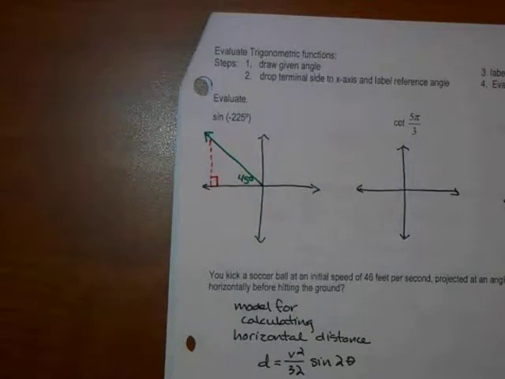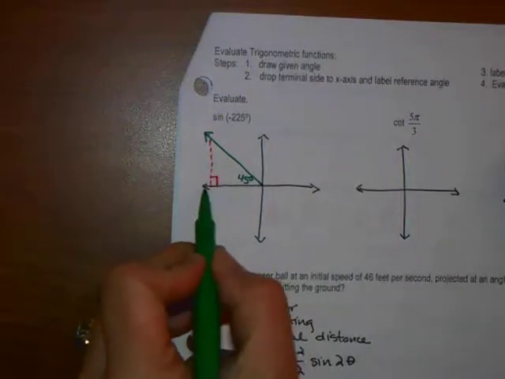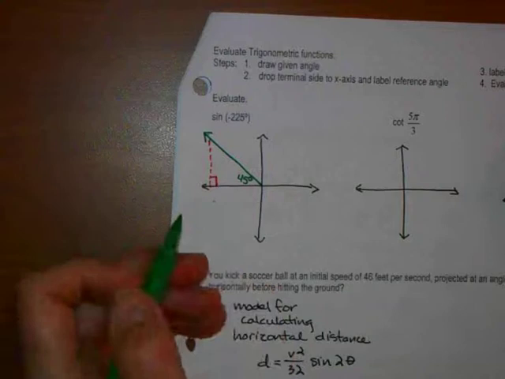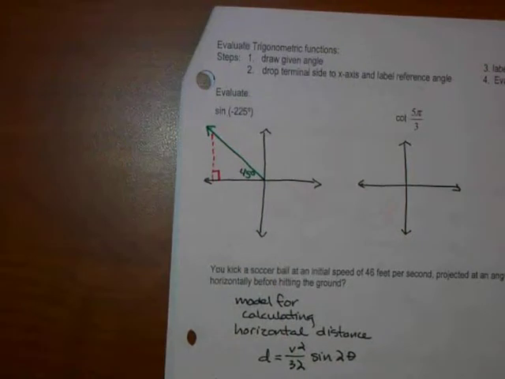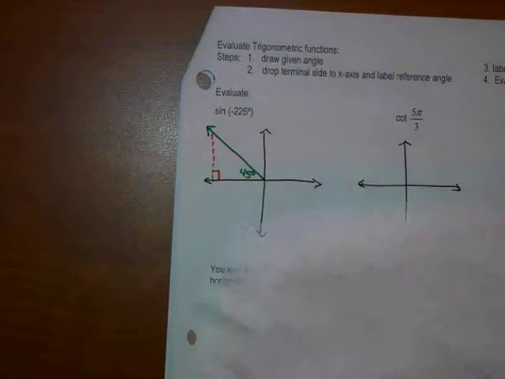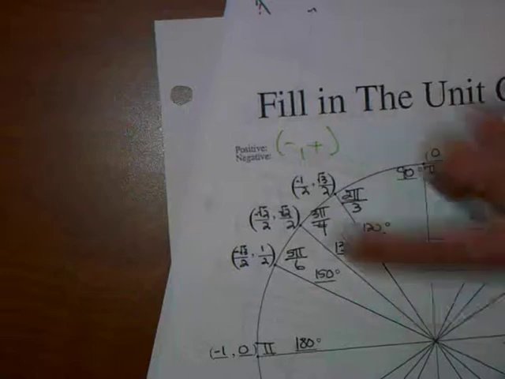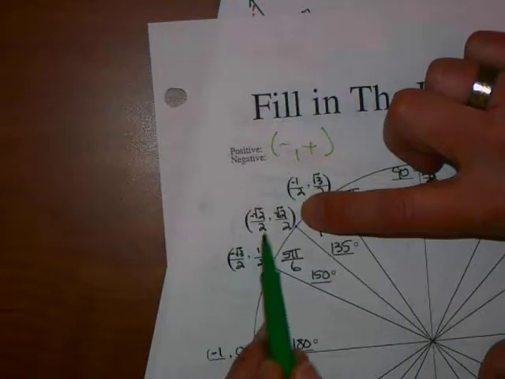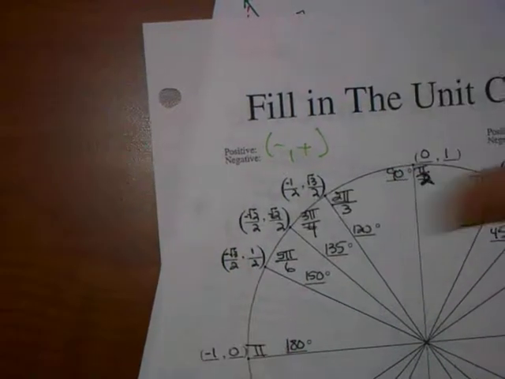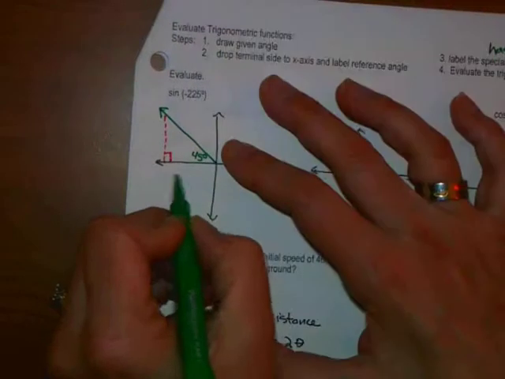Does anybody remember on the unit circle where we're at here? How far back is this? Do you guys remember? If you don't remember, you can pull out your unit circle and take a look. We're right here. The x-coordinate is negative square root of 2 over 2. So this is negative. It's going to be kind of ugly, but that's okay. We can do it.